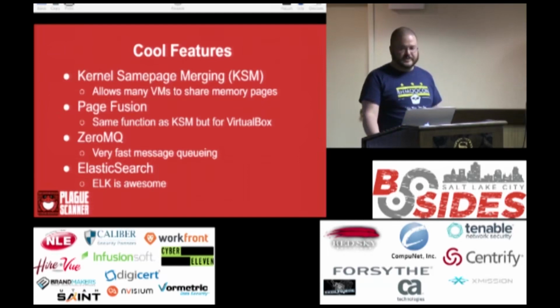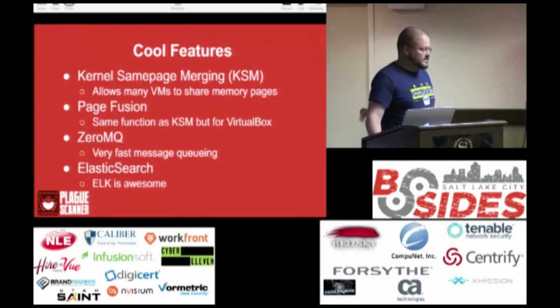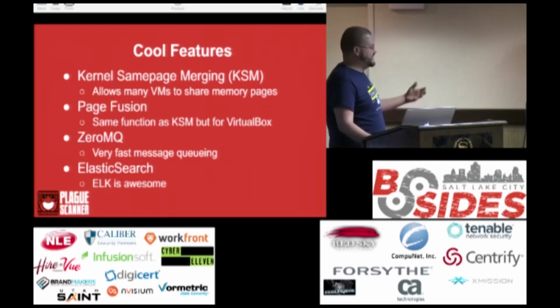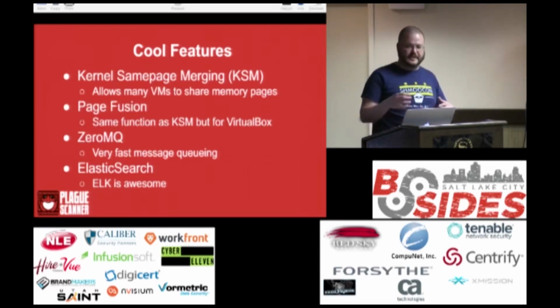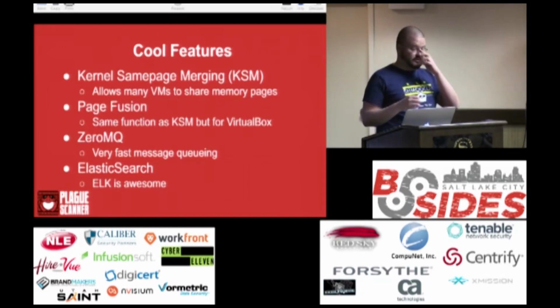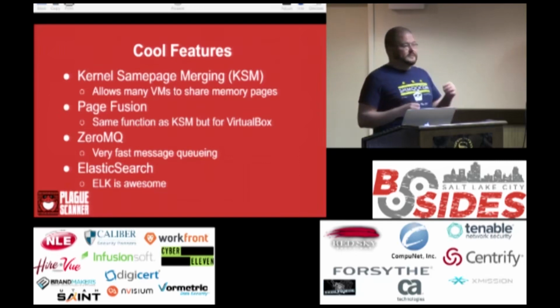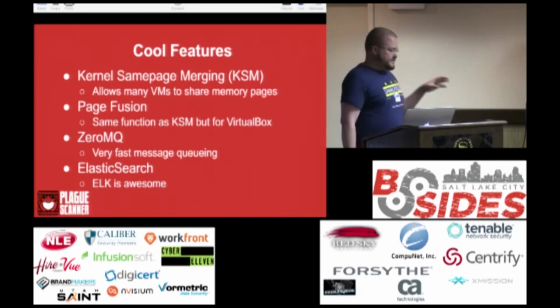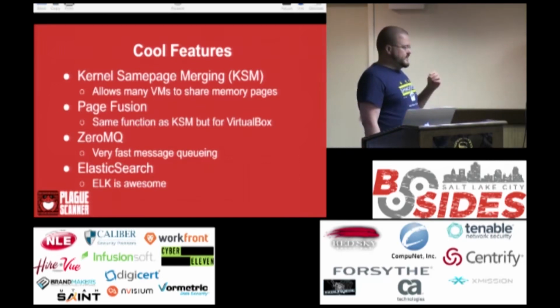ZeroMQ is a very fast message queuing system. Elasticsearch is a good way to visualize, store, and process your results, basically a NoSQL-esque database. One of the reasons why this is important is, let's say you get a binary that is new to you and it doesn't get detected by anything. That's a little bit frightening, right?